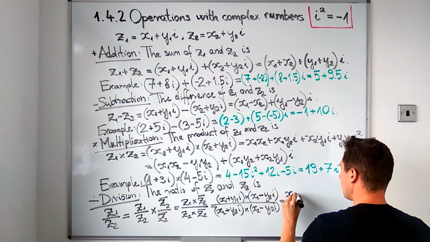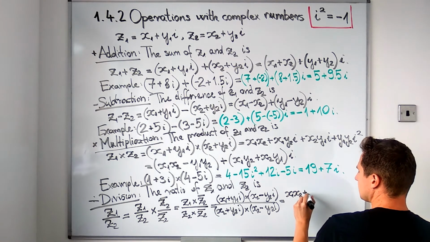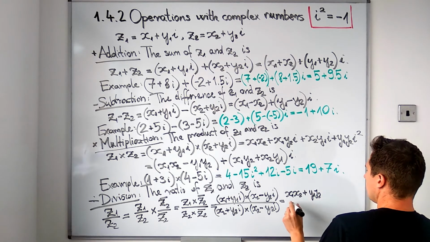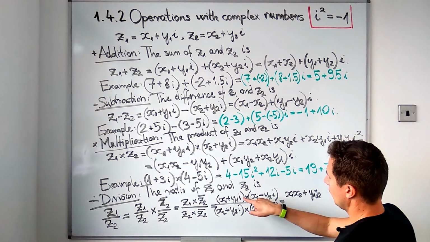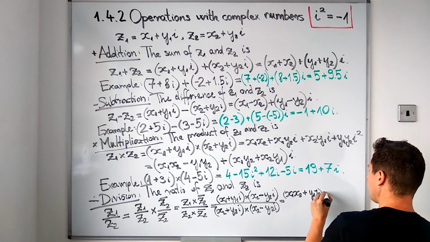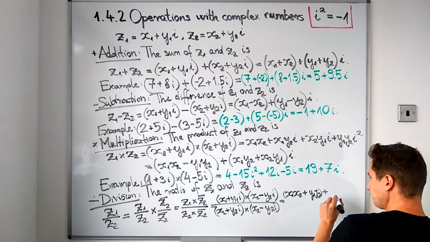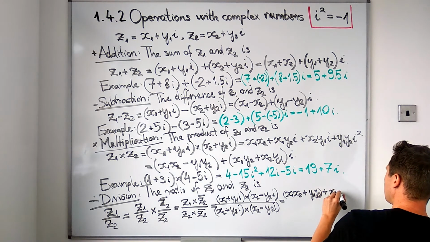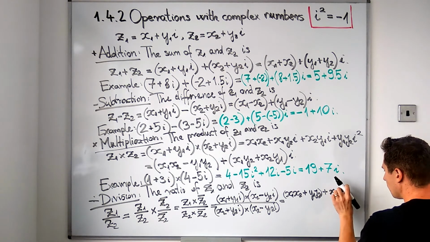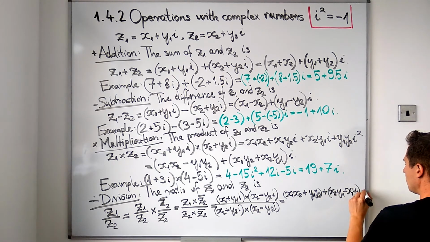It will be x1 times x2 plus y1 times y2. This is going to be the real part of the numerator, and the imaginary part of our numerator is x2 times y1 minus x1 times y2, multiplied by i.